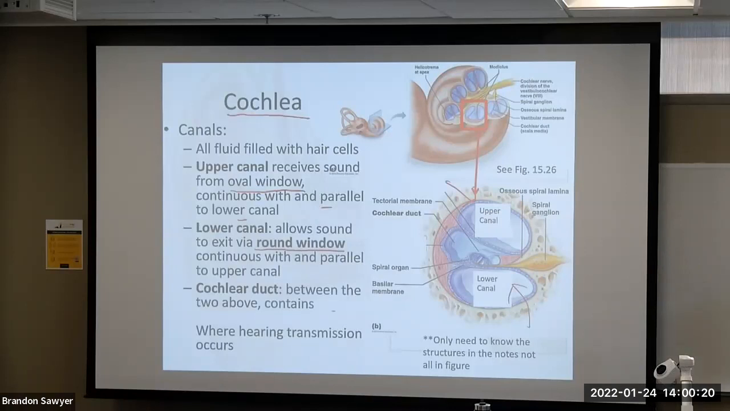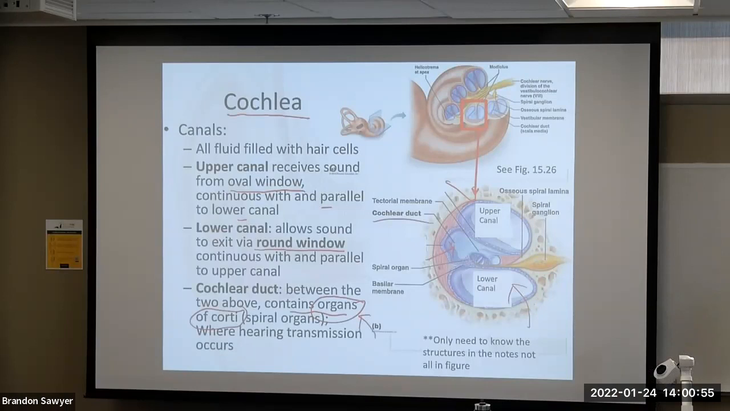Okay, and again, that's parallel to the upper canal. But then in between those two is this canal called the cochlear duct, right? And this is actually where we find the hair cells. It's between the two, and contains what are called the organs of Corti, or the spiral organs, okay? In each of the structures that we look at, we're going to have a special structure inside of it that is the location of the hair cells. And so in the cochlea, it is the organ of Corti where we find the hair cells.